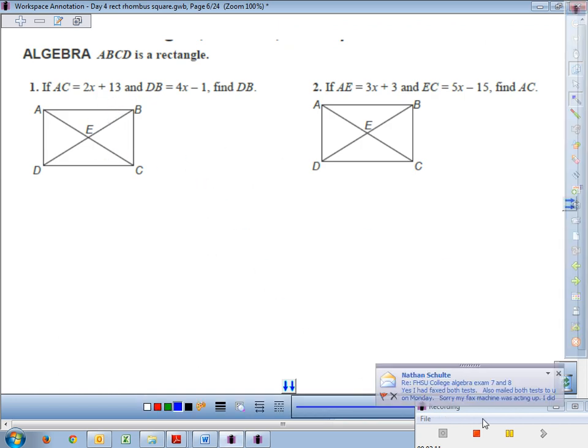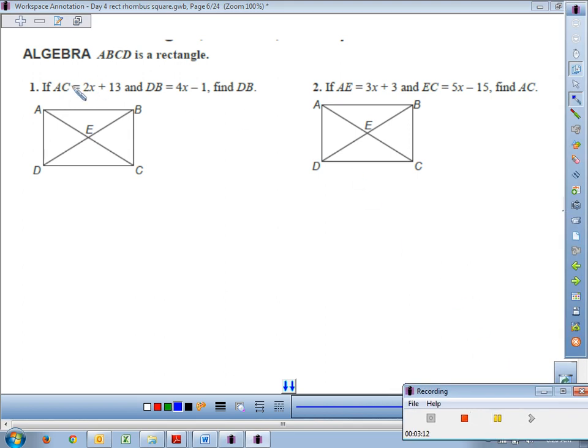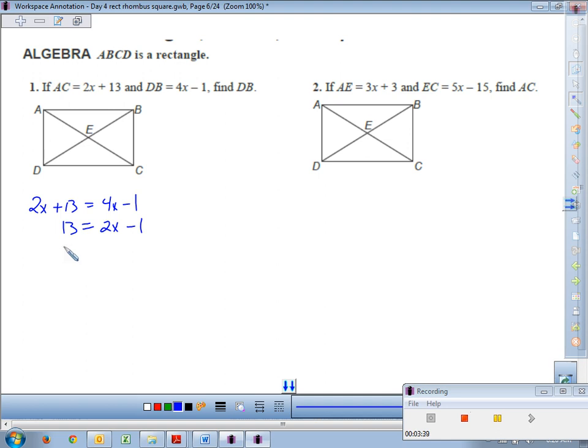So let's do some rectangle problems. Here they say the distance from A to C is 2x plus 13. That's a diagonal right there. And the distance from D to B is 4x minus 1. That's the other diagonal. Since we know the diagonals are equal and bisect each other, they're definitely equal, we'll set those 2 expressions equal to each other and solve for x. So subtract 2x from both sides, add 1, and then divide by 2, and x should equal 7.